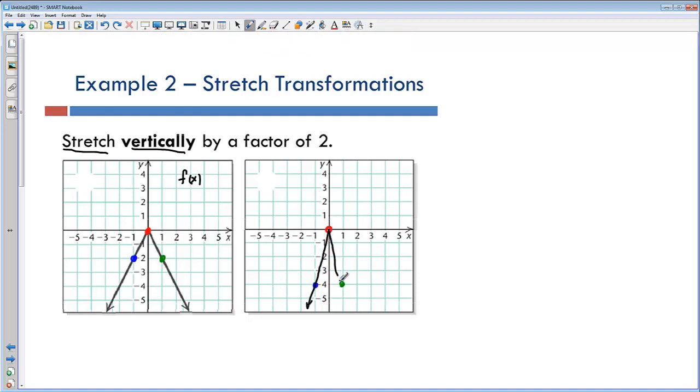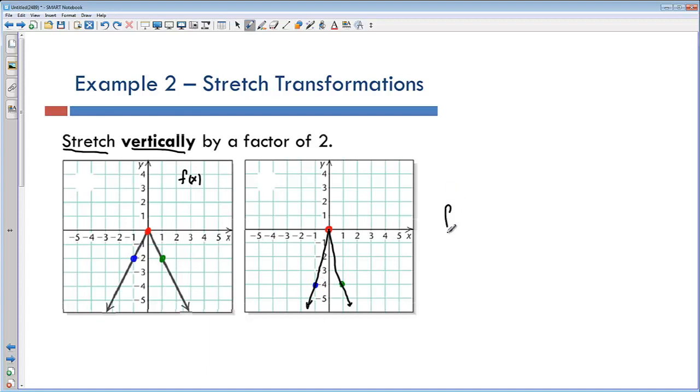And so that's what we mean by a stretch vertically by a factor of 2. And so then you ask yourself, did you change the inputs or the outputs? And what you'll notice is that the blue input's the same here, the green inputs are the same, the red inputs are the same. The only thing that really changed are the outputs, because this blue output was -2, and this blue output is -4.